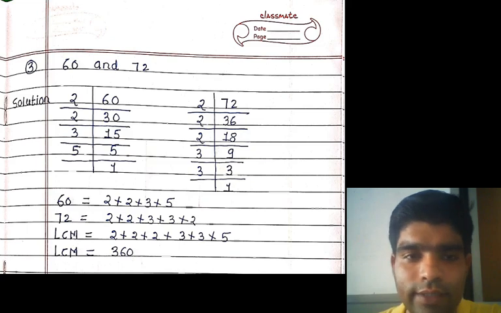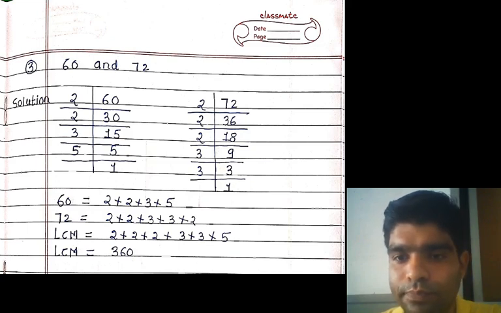Now we have to solve it. LCM is equal to 2 multiplied by 2, 4, 4 multiplied by 2, 8, 8 multiplied by 3, 24, 24 multiplied by 3 multiplied by 5. You just have to solve it with a simple calculation. Your correct answer is 360. This is your final answer.